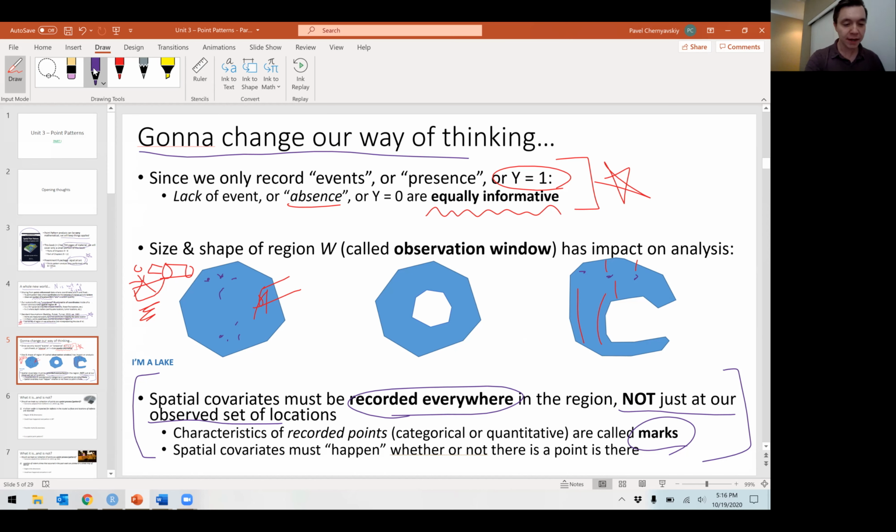So your spatial covariate must exist whether or not there's a point there. And that again comes back to my very first bullet point. The spaces where you don't have an observation are equally informative because they're the absence to the presence.